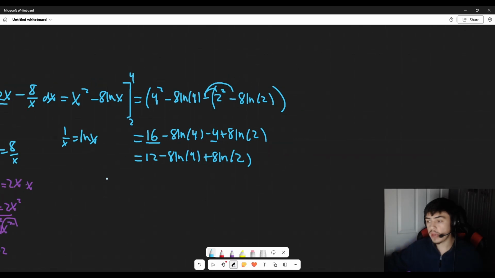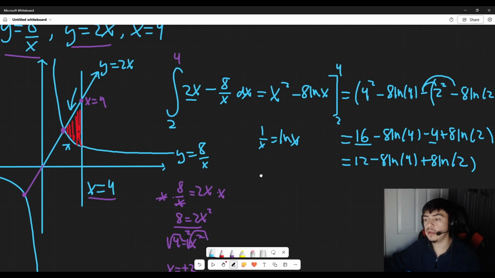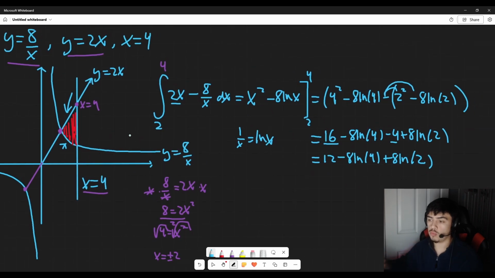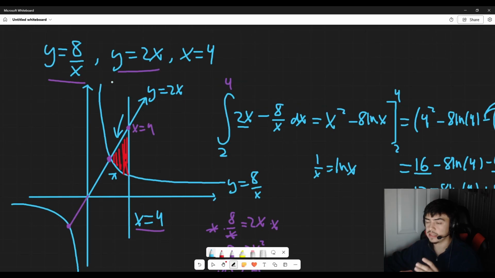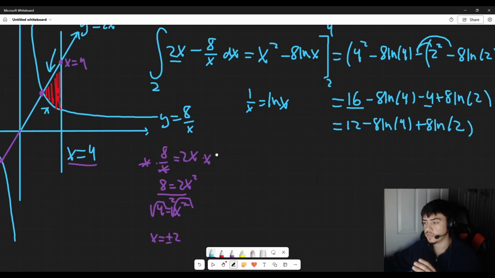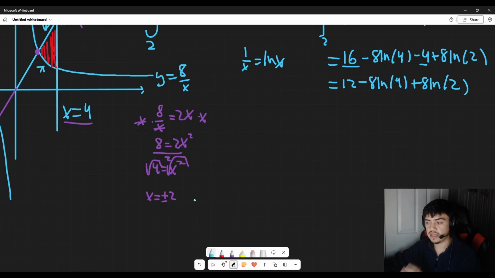That wasn't too bad. Remember what we did: we drew out our functions, and once we drew out our functions, we needed to get the bounds from them. After finding out which one's the top function and which one's the bottom function, one of our bounds was given to us, the other one was not. So what we had to do was set up an equation where we set both of our functions equal to each other to find the intersection point, which is what we did here. We ended up finding that it was x equals plus or minus 2.